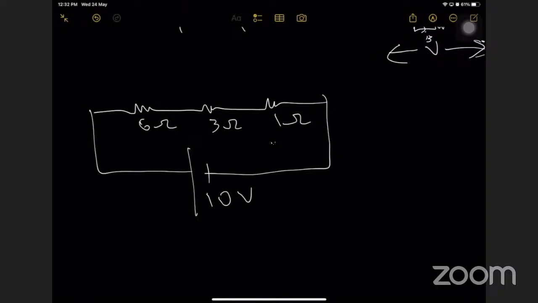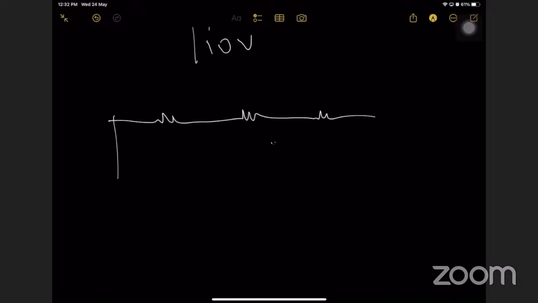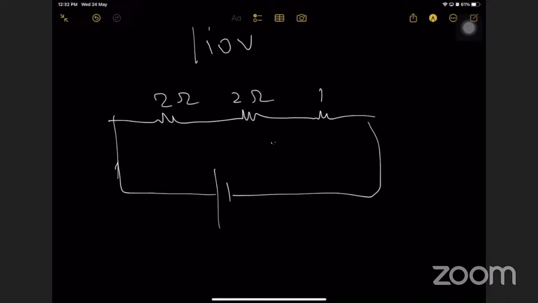6 volts, 3 volts, and 1 volt? Are you sure? Yes. What if the problem gets complicated? I'm giving you another question. Let us see if you can do this now. 2 ohms, 2 ohms, 1 ohm, with a 20-volt battery. Can you give me the currents and voltages now? Current is 4.